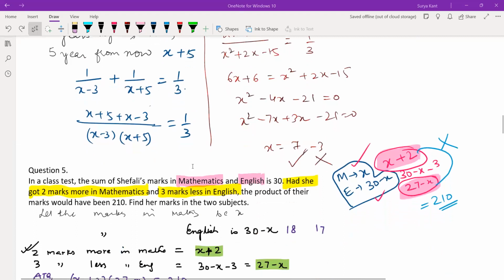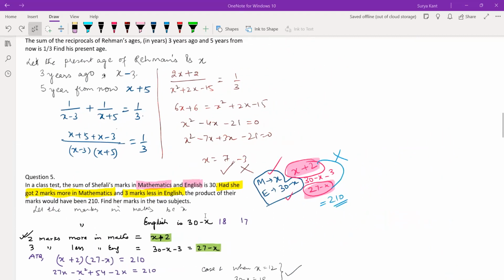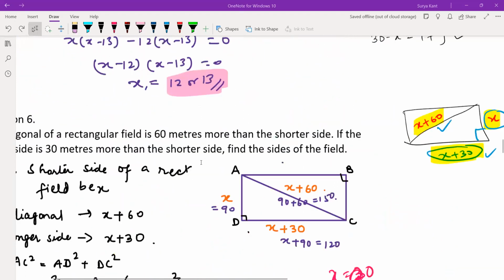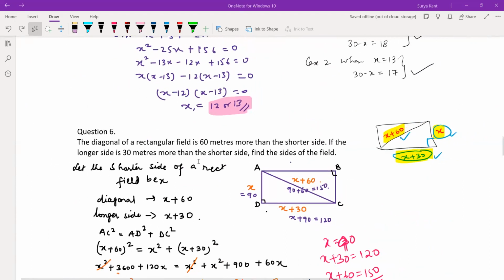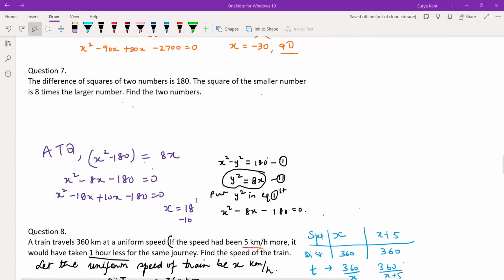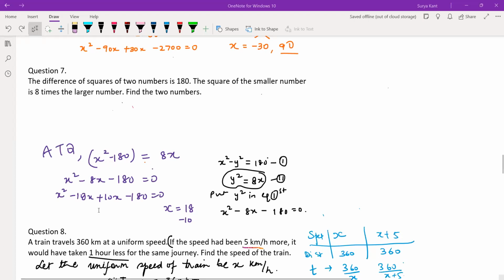So see, this test mark question we have done, I believe, right? Mathematics and English. I remember, right? Then next question number 6. This one you have done. Diagonal of rectangular field. We did it. Okay. Next question, difference. We finished this too. If you are finding the difference of two squares, you have to write x square and y square. Next question is train speed. We have done train speed.